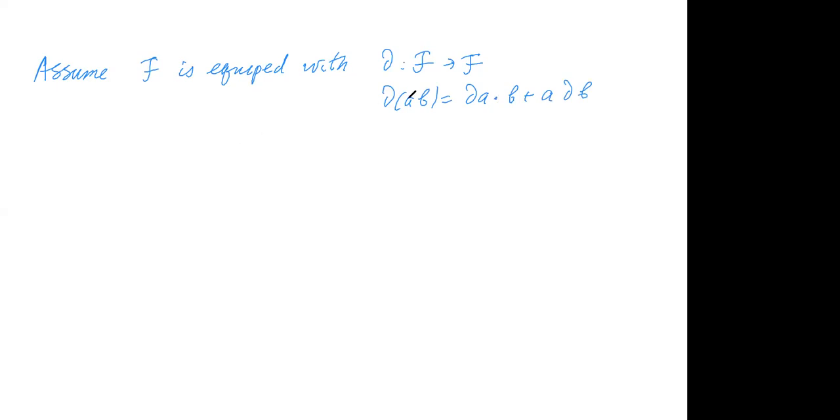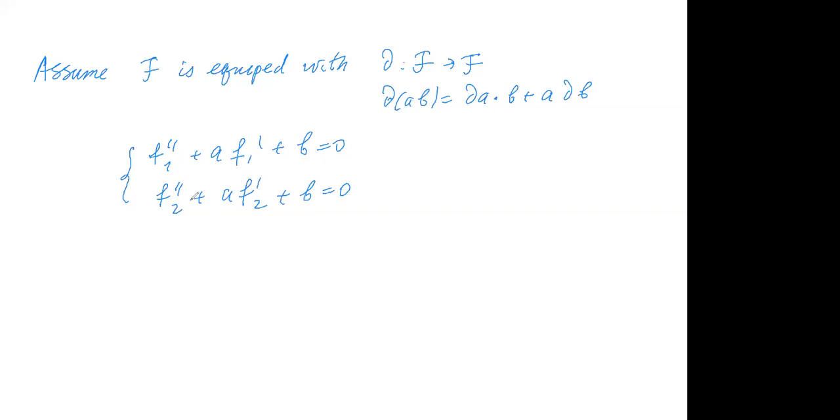Then, using prime to denote this derivation, we can consider the following system of differential equations in F. For instance, here f1 double prime plus a f1 prime plus b equal to 0, f2 double prime plus a f2 prime plus b equal to 0. Actually, it is just a linear differential equation of degree 2, and we look for, so to say, the fundamental matrix of solutions of this differential equation.